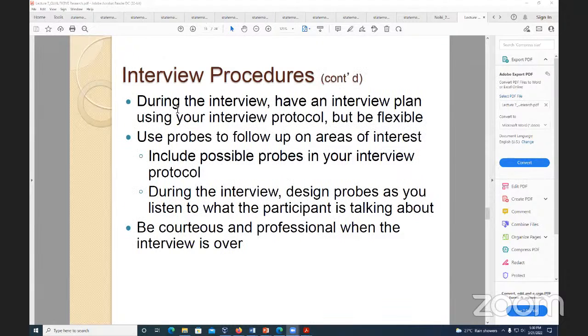Anyway, during the interview, you must have a plan. That's the idea. And you can use probes to get as much information as possible. So when somebody answers a question, if they don't give enough information, you prompt or probe them to get more information.